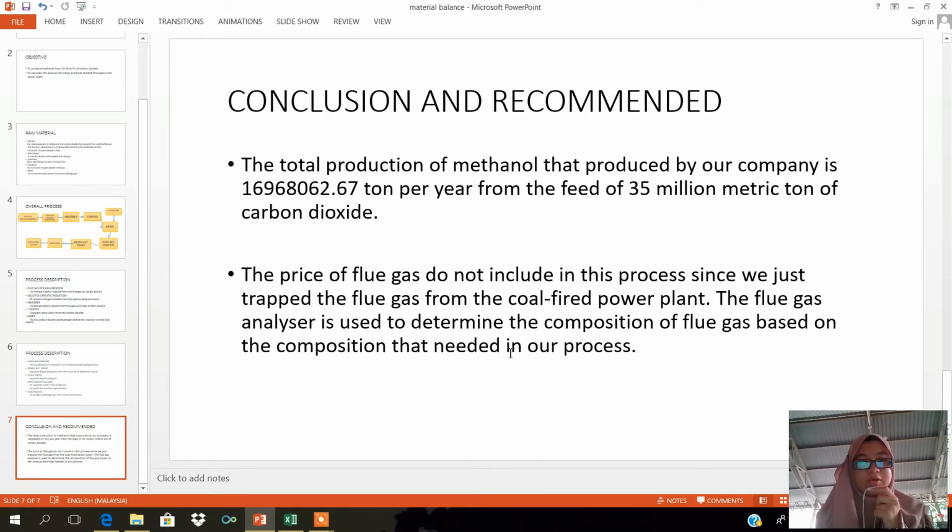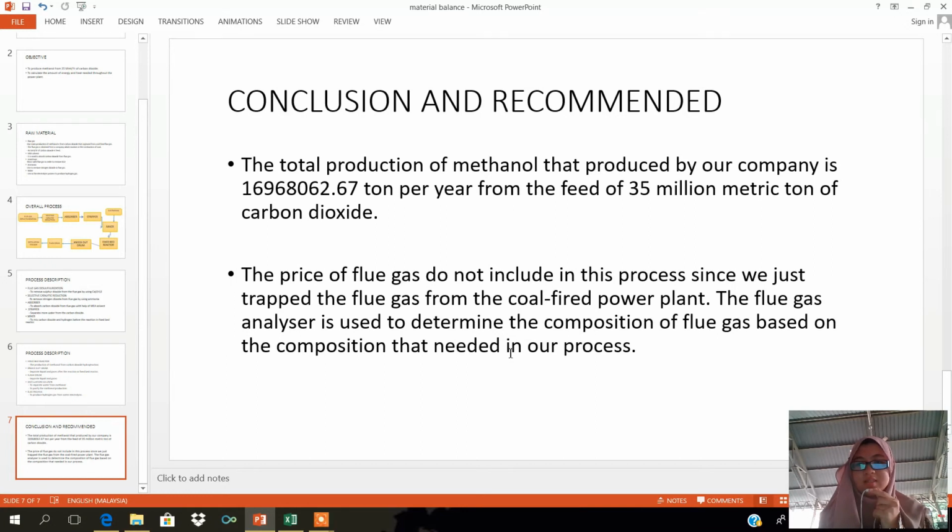As a conclusion, the total production of methanol produced by our company is 169,680,62.67 ton per year from the feed of 35 million metric ton of carbon dioxide. The price of the flue gas is not included in this process, since we just strip the flue gas from the coal fire power plant.